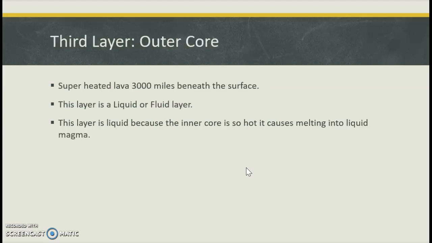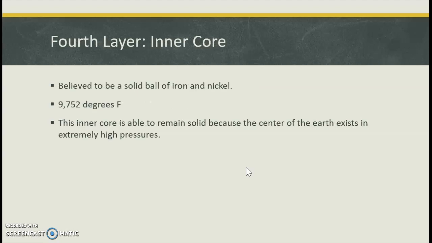The third layer is the outer core. The outer core is the superheated lava, 3,000 miles beneath the surface in which we live. So 3,000 miles beneath that surface. This layer is liquid or fluid. It is liquid because the inner core, which we'll discuss next, is so hot it causes melting into the liquid magma. So the inner core, which is beneath this outer core, heats up the outer core so much that it becomes liquid. And this is because it's 9,752 degrees in the inner core.